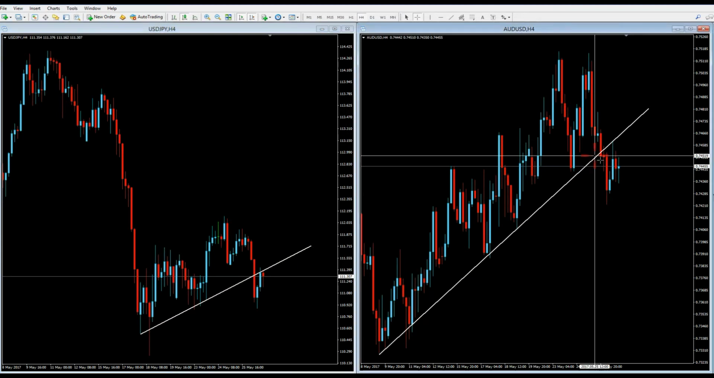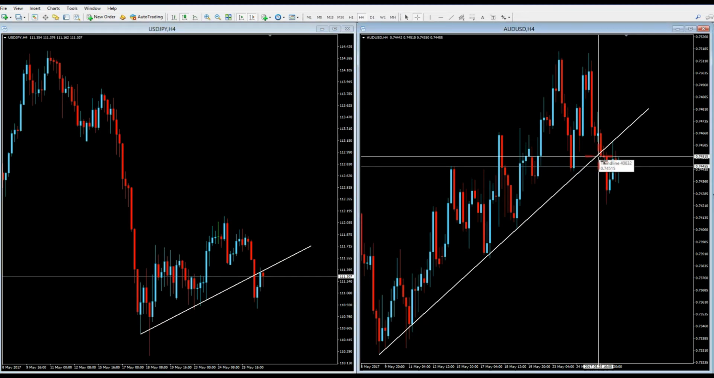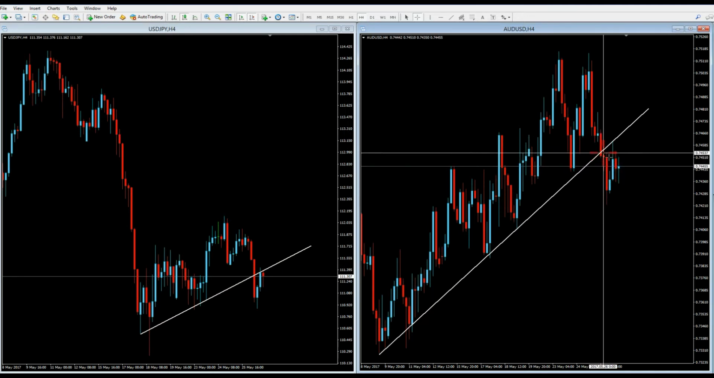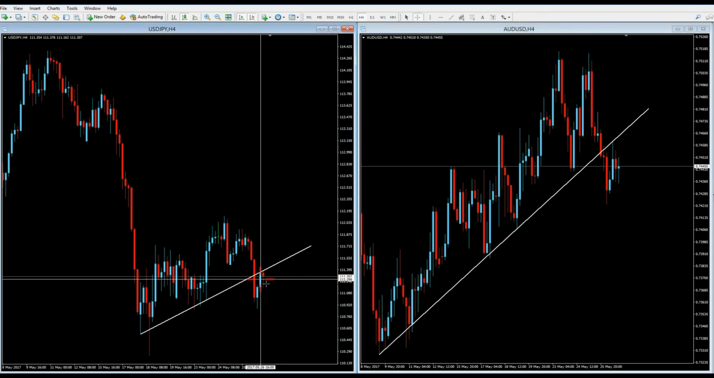Because the breakout here actually happened pretty much the night before. You can see that on the 25th. So the day before, during the night there, you got the breakout, and then came the fall later during the morning of 26th. But here you can see the breakout came when the Aussie was retracing.